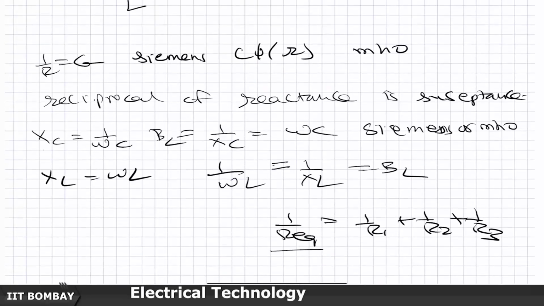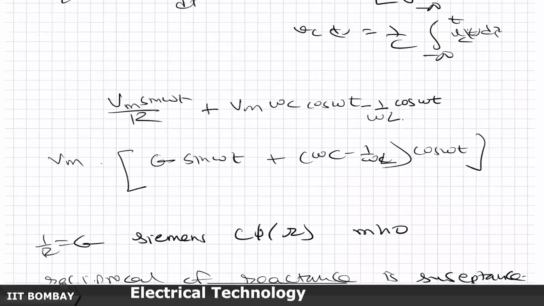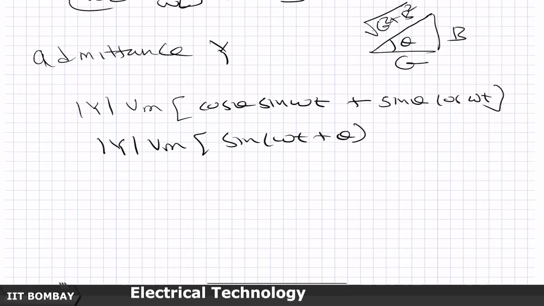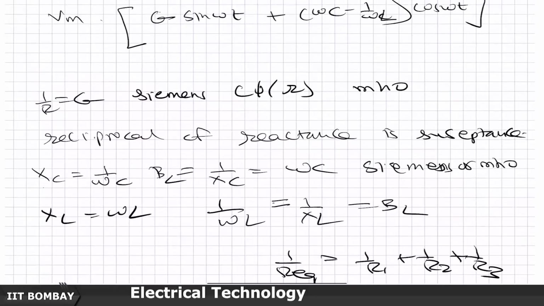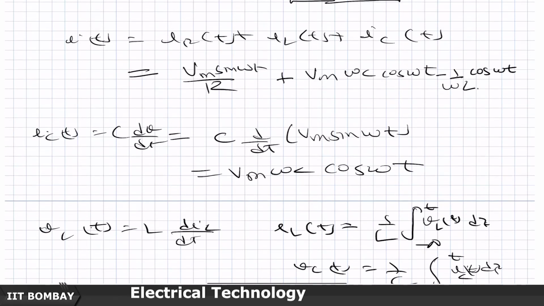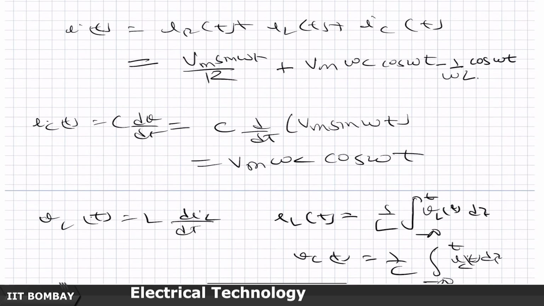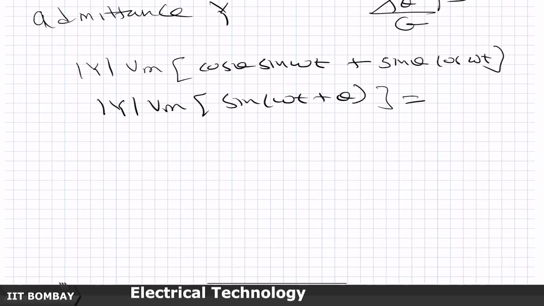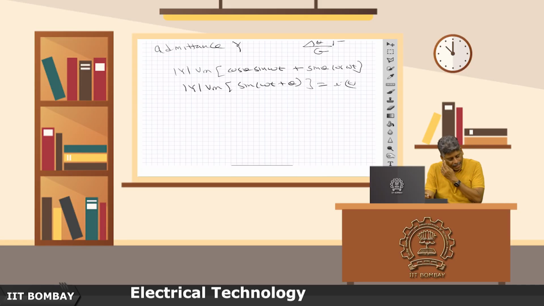So this is what I have got here. And what is this? The left hand side is nothing but i of t, iR of t plus iL of t plus iC of t. And so without doing any further equivalencing, I directly get i of t.